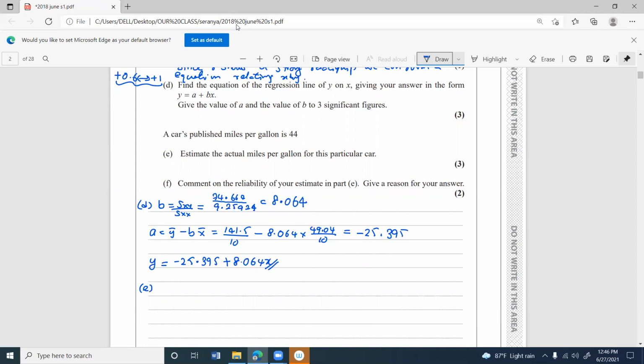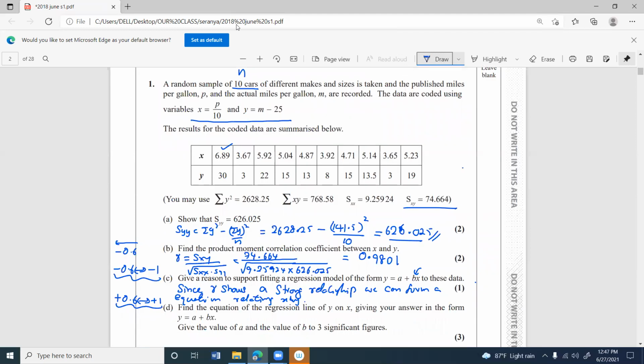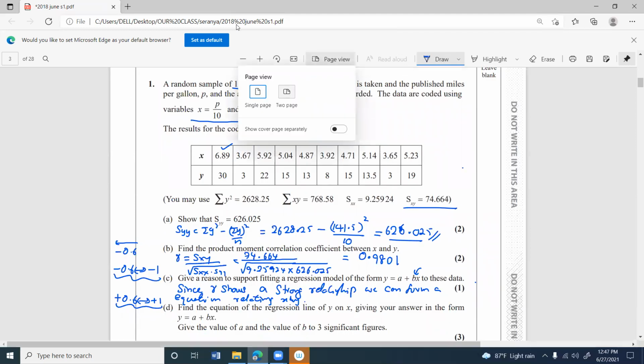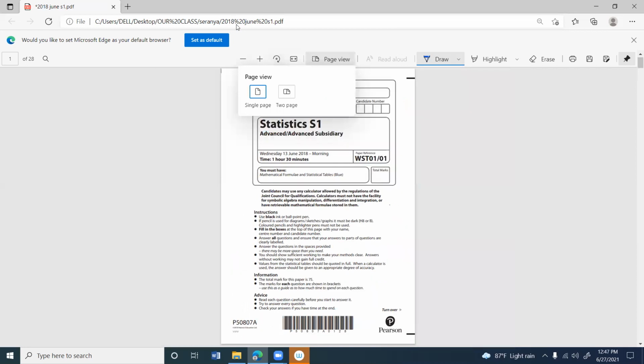So what you need to do is initially form this equation with the exact information to find this value. So this is the exact facts, and we can replace with these exact figures. So y is m minus 25. You can say m minus 25 equals minus 25.395 plus 8.064x. Instead of x, you can replace p divided by 10.